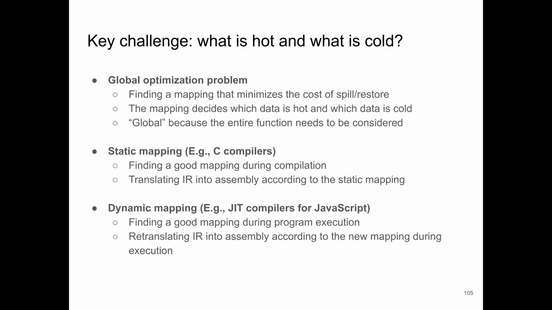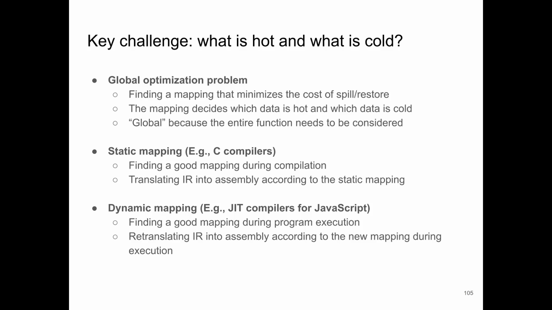Those IO registers that are mapped to CPUs are hot, and those that are mapped to data, the DRAM, are cold. So really, the global cost of spill and restore for the entire function decides whether each register is hot or cold. So in order to solve this optimization problem, you really need to model the cost of spill and restore and find a good solution with a low cost of spill and restore.